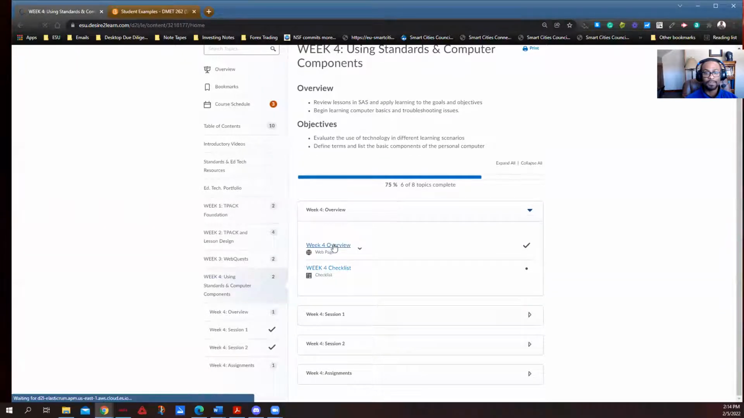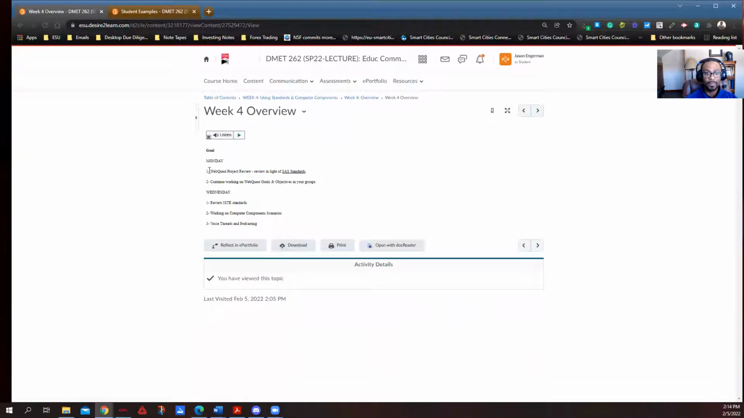In the overview, it's pretty straightforward. What we're going to talk about is the SAS standards. Okay, we'll talk a little bit about WebQuest, and then I'll shift gears in the middle of this video to talk about maybe some ISTE standards, but mostly the computer component scenarios. And this component here is actually for the quiz that you need to take. We're not going to talk about the voice threads and podcasting. I'll pull that off so you won't need to worry about that. But we're really focused on the SAS standards a little bit, which you've already done.